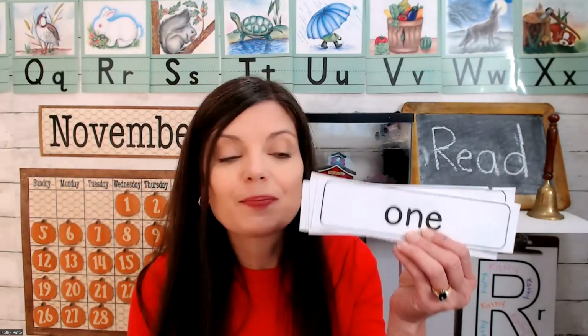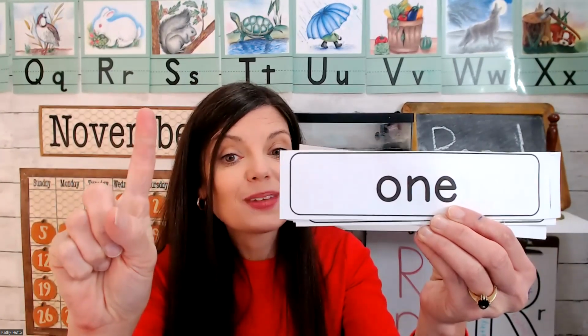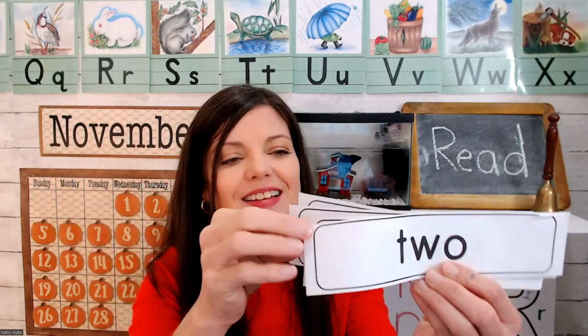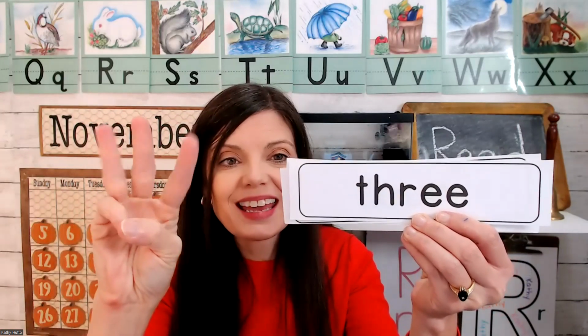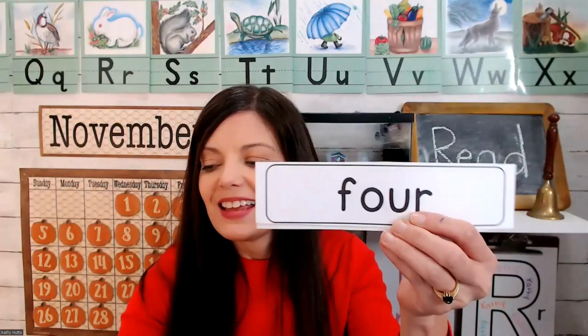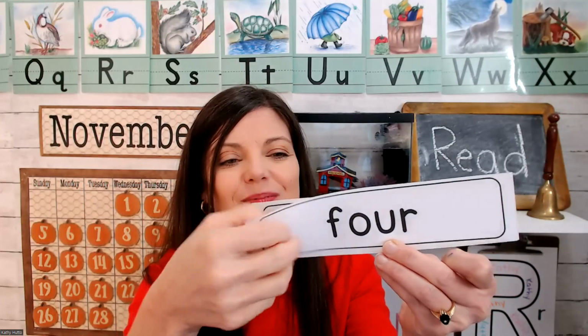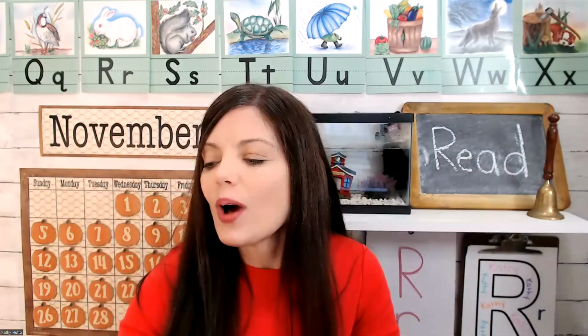So now let's read some number words without the colors to help us. All right, so this word, O-N-E, is, can you read it? 1. Very good. What is this word? 2. Good reading. What do you think this word might be? 3. Want to read this word? 4. And what's this word? 5. Well, give me a high five for reading all those number words.